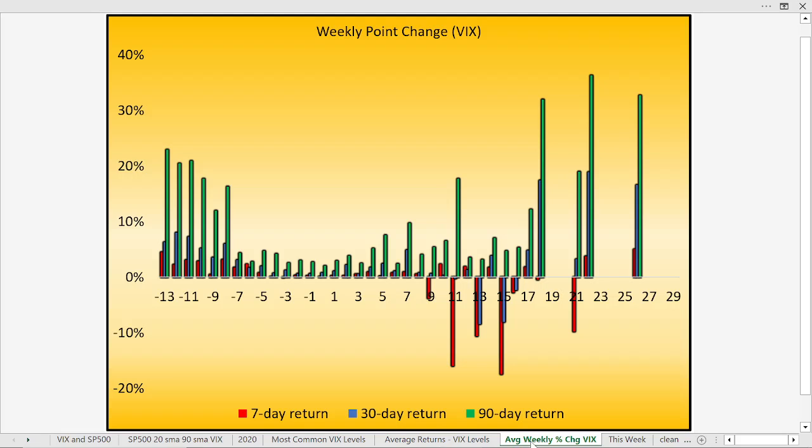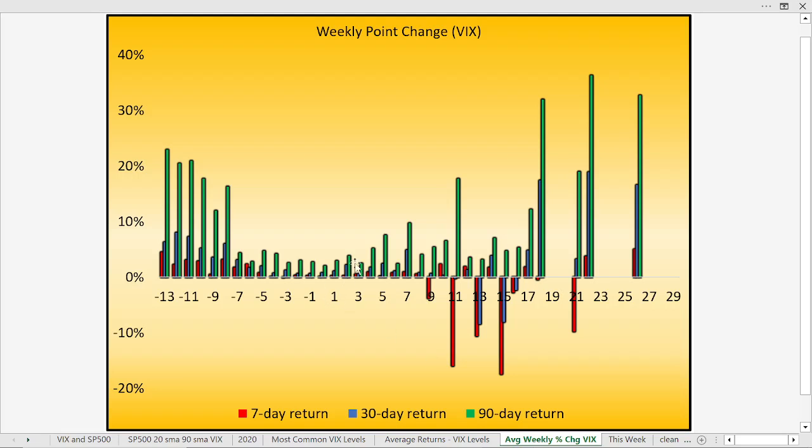Then we take a look at here. This is the weekly point change. How much does the VIX have to move within a week? Because sometimes, we don't see 40, 50, 60 VIX levels. Maybe we only see a 25 VIX level, but it had a spike during that period of time. Well, this shows us overall our 7, 30, and 90-day return based on the S&P 500 if we were to buy it after the VIX makes a big move.